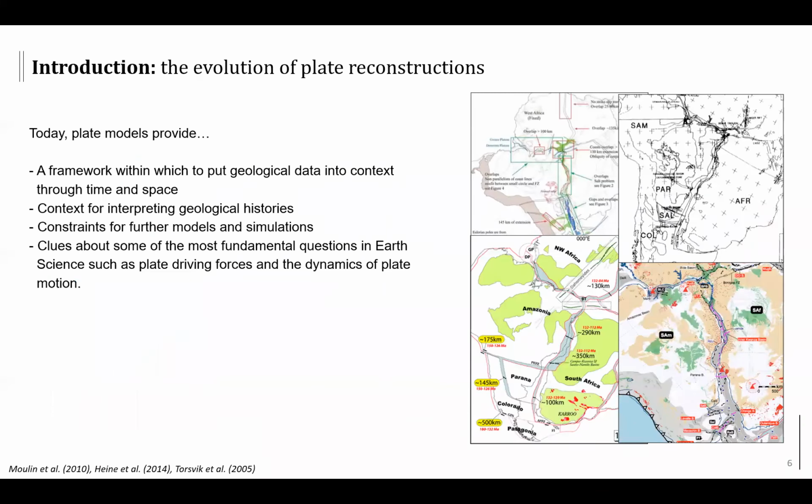Now, that's part of what we use plate models for, a sort of framework, a big picture. But we also more and more rely on plate models for constraints for other models and other simulations. So in geoscience, we depend quite a lot on models and on simulations. And sometimes we've started using observations from plate models to inform other things, like, I don't know, paleoclimate simulation, or even to obtain clues about some of the most fundamental questions in our science, for which it is very hard to keep moving forward.